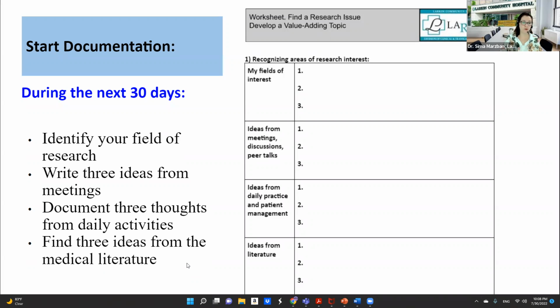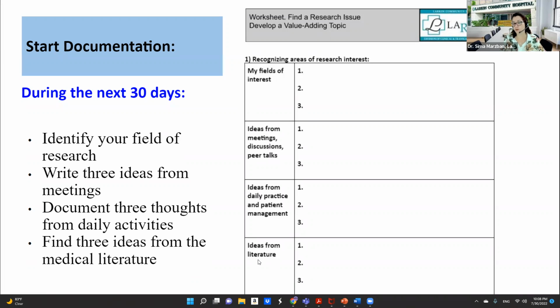Then you have time to make an order for those topics and find out which ones are the 3 top topics for your research idea.